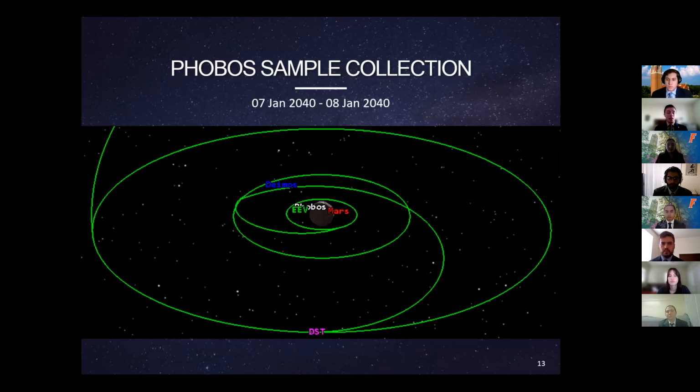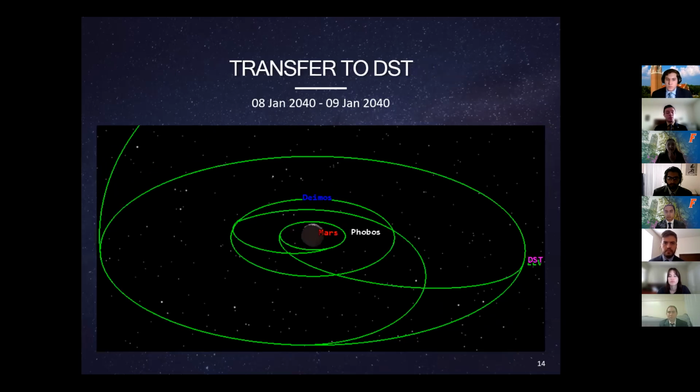Next slide, please. Then from January 7th to January 8th, it will perform a similar radiation measurement and regolith sample collection mission on Phobos. Next slide, please. Then on January 8th, the EEV will leave Phobos and begin its transfer back to the DST, where it will arrive at the DST on January 9th, therefore completing our mission.